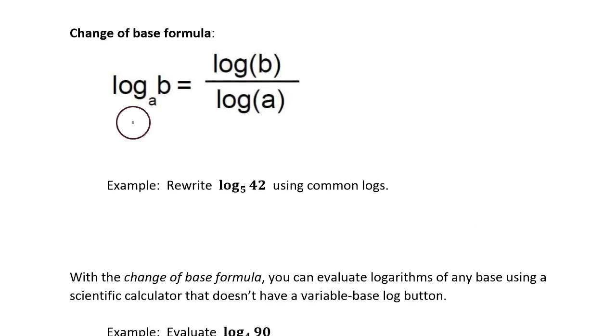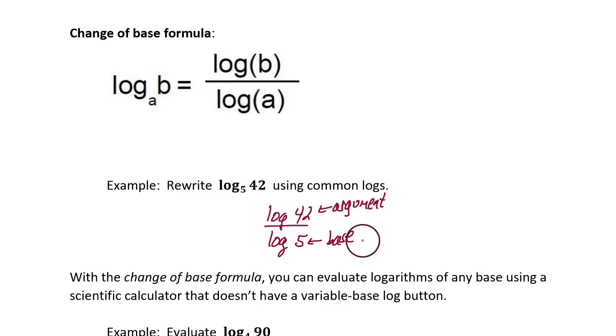This section of the book also contains the change of base formula, which allows you to take a logarithm with a base that's not a 10 and rewrite it as a logarithm that does have base 10, which we call the common logarithm. Let's do an example of that. Rewrite log base 5 of 42 using common logarithms. This will be equal to the log of 42 divided by the log of 5. In the top, this is the argument of our original logarithm. In the bottom, the 5 is the base of our original logarithm.